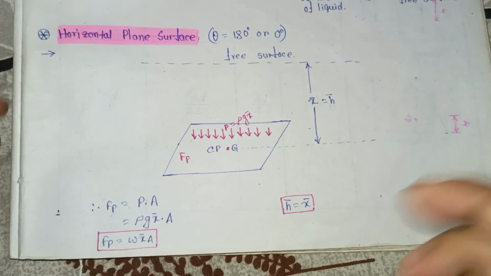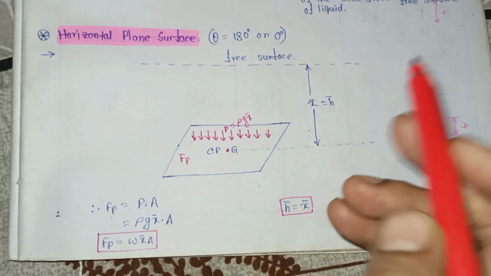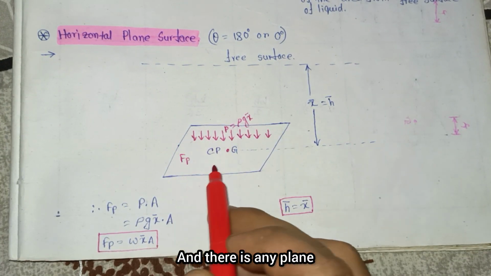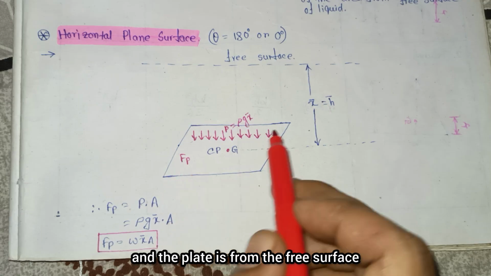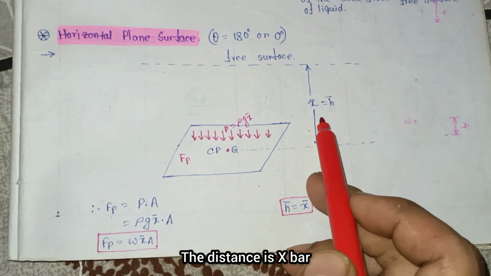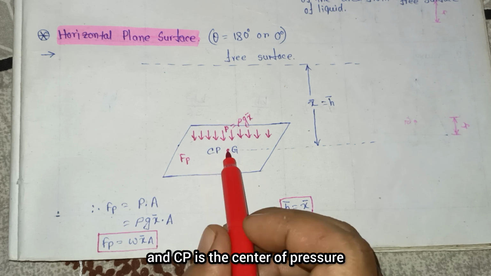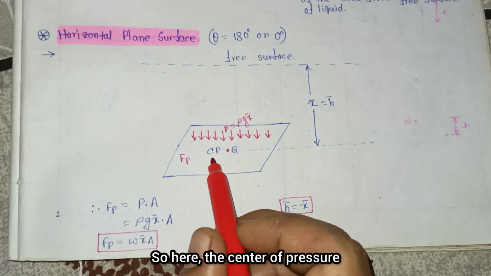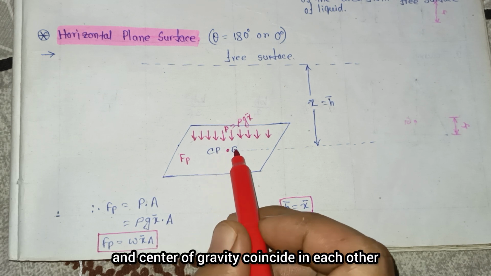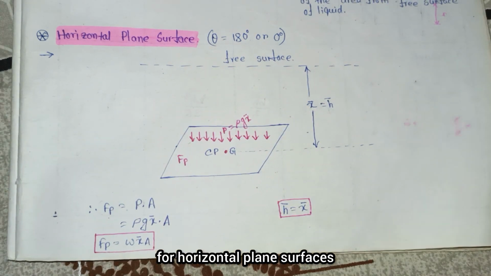Now consider this is the free surface here, and there is a plate, and from the free surface the distance is x bar, that is equal to h bar. So G is the center of gravity and CP is the center of pressure. So here the center of pressure and center of gravity coincide with each other for horizontal plane surfaces.